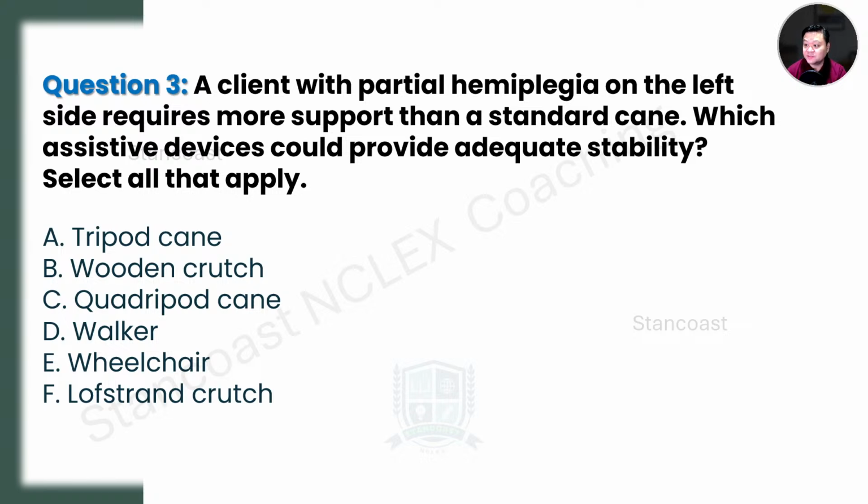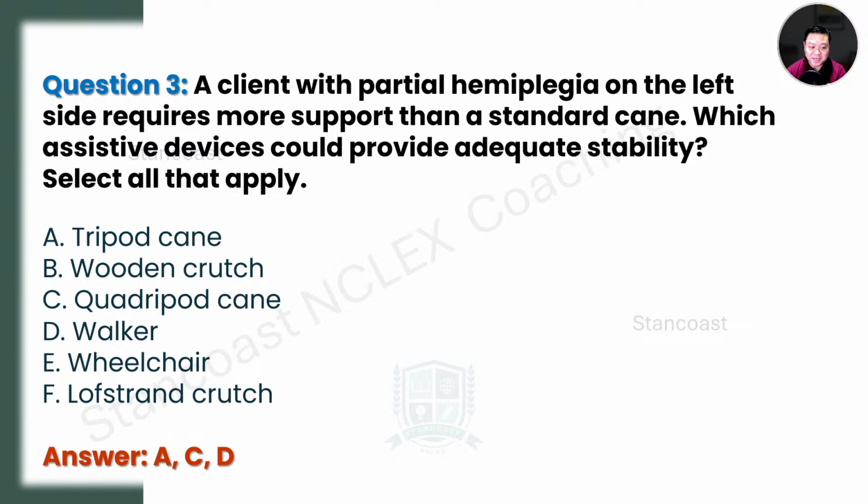Which assistive devices could provide adequate stability? So your answer should be the following. Options A, C, and D. Those are your tripod cane, quadrupod cane. You also have the walker. Why tripod cane? Because it has a 3-point base.